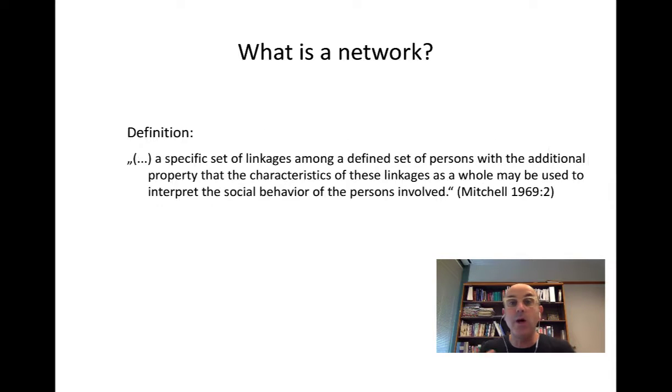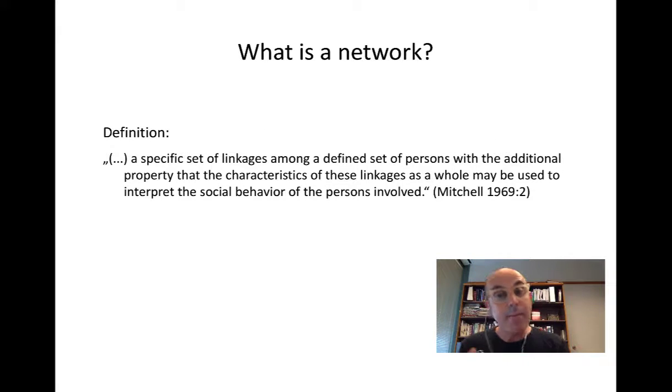So let's begin. What is a network? I'm sure that you know better than me what a network is. A network is a specific set of links among a defined set of persons, with the additional property that the characteristics of those links as a whole may be interpreted as the social behavior of the persons involved. And this is Mitchell, from 1969, before social networks existed.